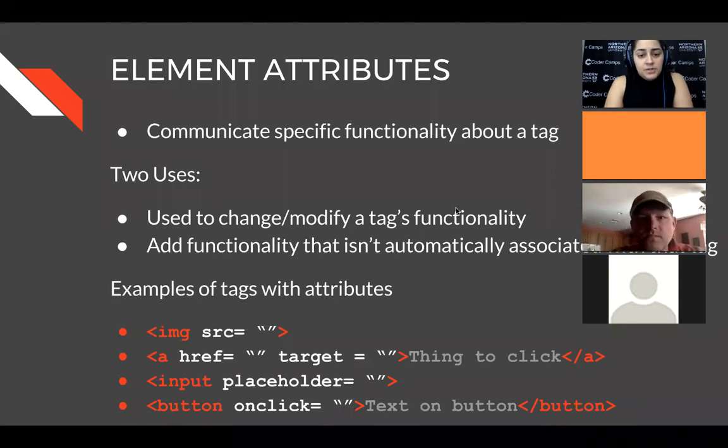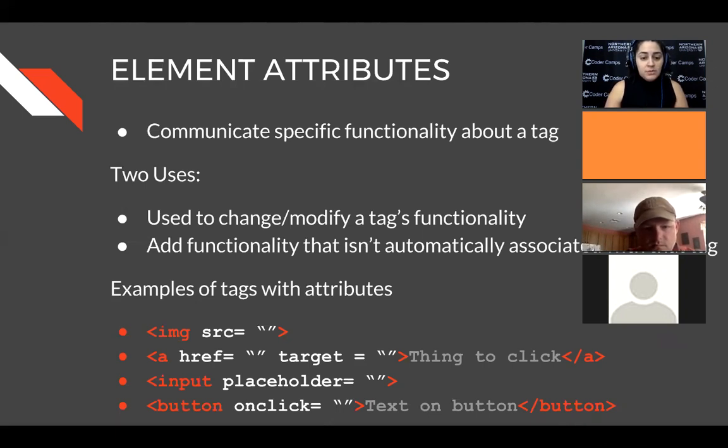Element attributes. So we've seen a few elements so far. Some of these have attributes. Attributes communicate specific functionality about a tag. There are two uses for them: either to change or modify a tag's functionality, or to add functionality that isn't automatically associated with that tag. Examples of tags with attributes are the image tag, anchor tag, input tag, and button tag.